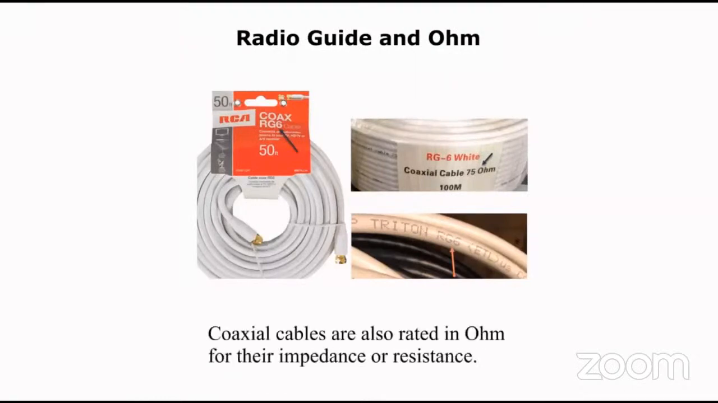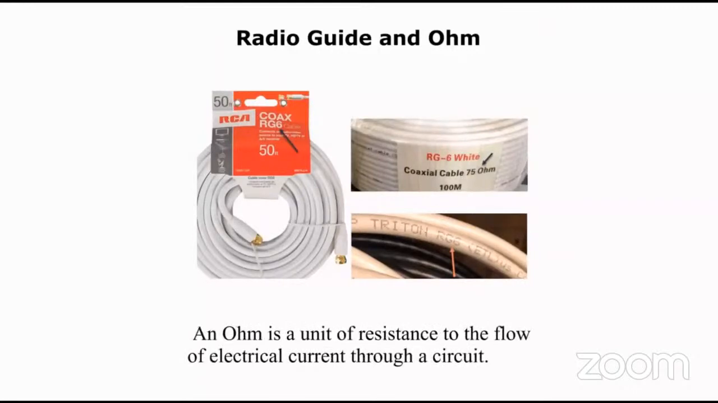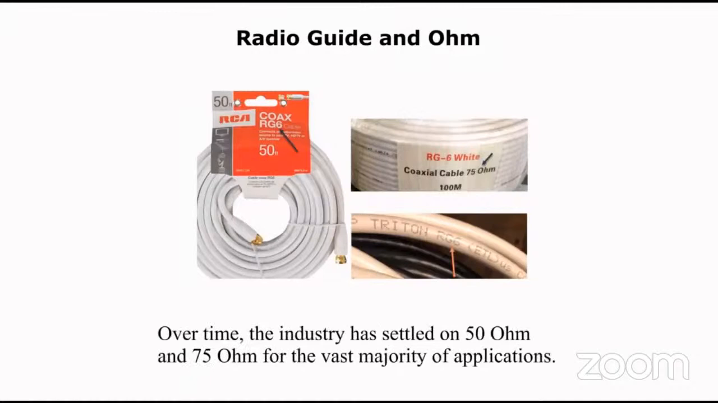Coax cables are also rated in ohms for their impedance or resistance. An ohm is a unit of resistance to the flow of electrical current through a circuit. Over time, the industry has settled on 50 ohm and 75 ohm for the vast majority of applications.